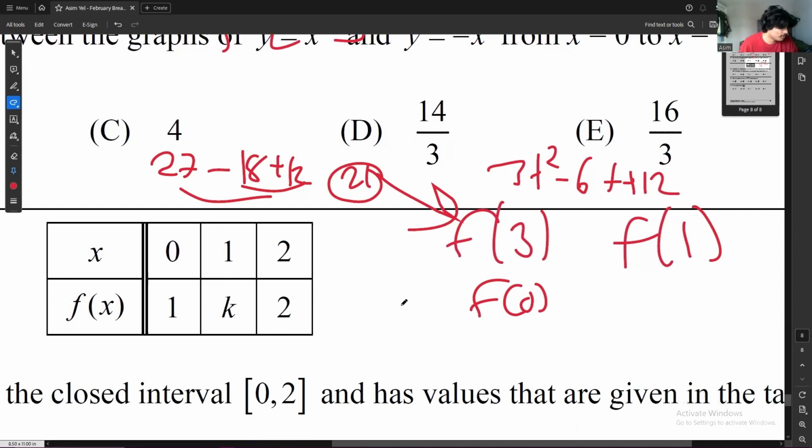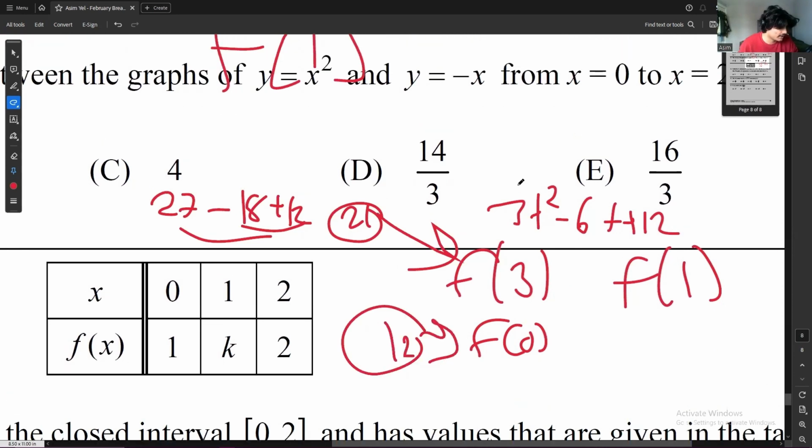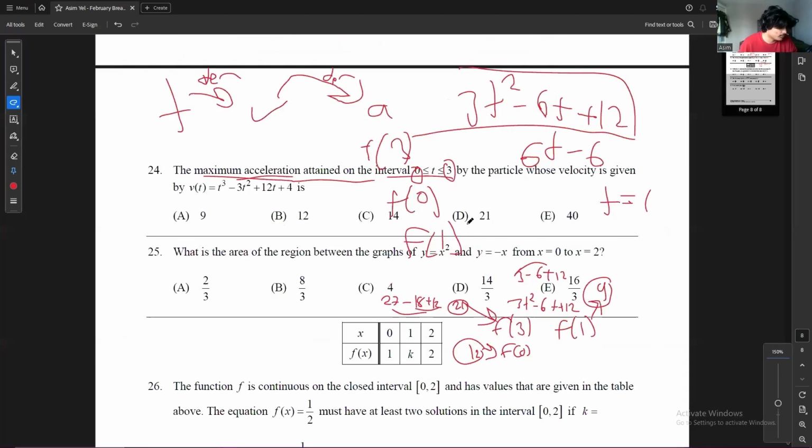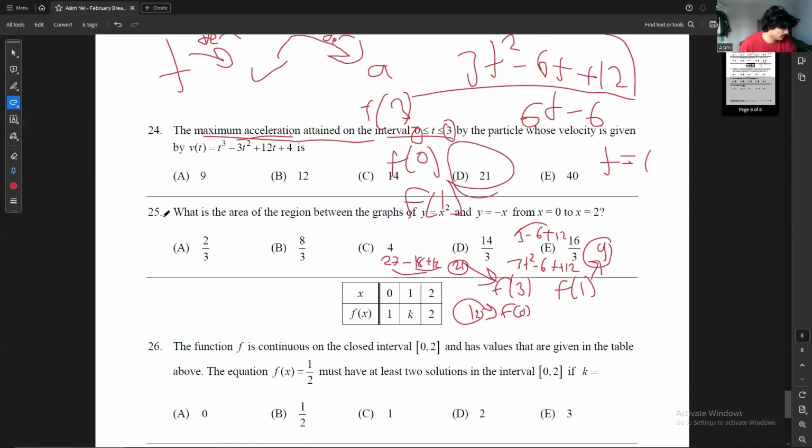If I plug in 0, I get 12. And if I plug in 1, I get 3 minus 6 plus 12, which is 9. Therefore, my maximum value will be 21. My maximum acceleration is 21.